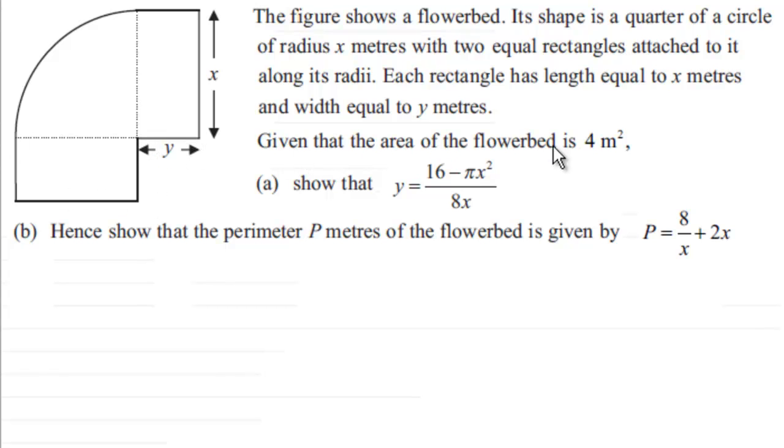And we're given that the area of the flower bed is 4 square meters, and what we've got to do is show that y equals (16 minus pi x squared) all divided by 8x, and then go on to show that the perimeter p meters of the flower bed is given by p equals 8 divided by x plus 2x.